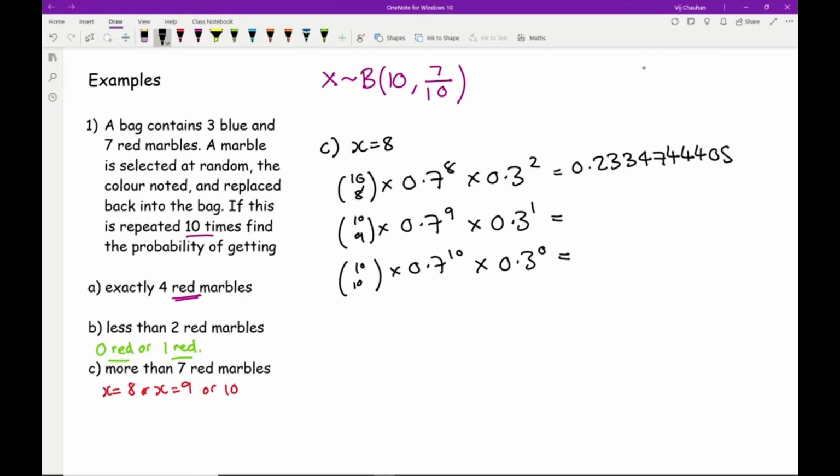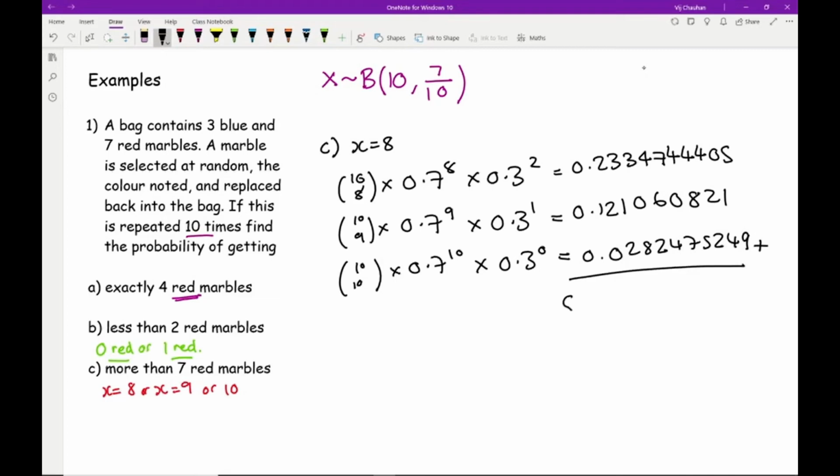For 8 successes I get 0.23347440405. For 9 successes, I get an answer of 0.121060821, and for 10 successes I get a probability of 0.0282475249. Then all I need to do is add up each of those 3 probabilities, and I get an answer of 0.3827824864. Rounding that, I get 0.383 to 3 significant figures.